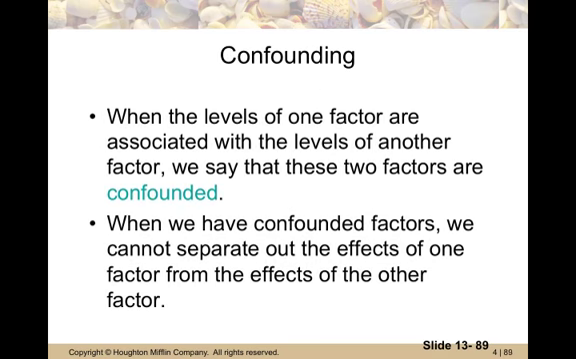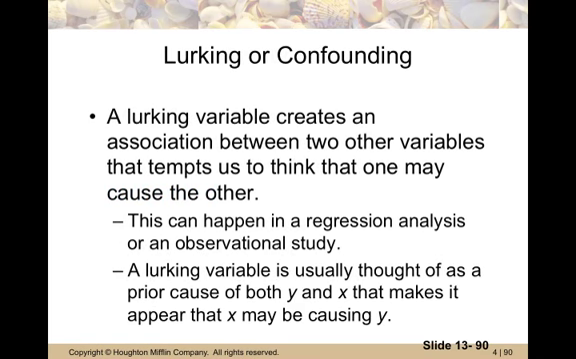When the levels of one factor are associated with levels of another factor, we say these 2 factors are confounded. When we have confounded factors, we cannot separate out the effects of one factor from the effects of the other factor. A lurking variable creates an association between 2 other variables that tempts us to think that one may cause the other. This can happen in regression analysis or an observational study. A lurking variable is usually thought of as a prior cause of both y and x that makes it appear that x may be causing y. Our randomization, the random assignment of subjects to treatments, is our attempt to control lurking variables.